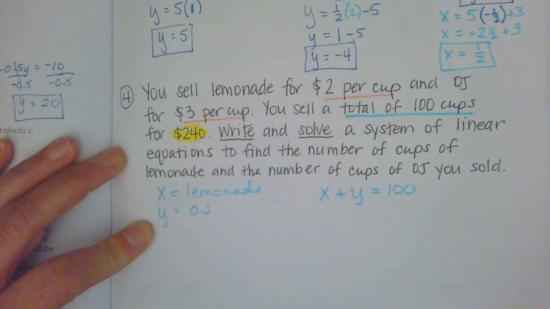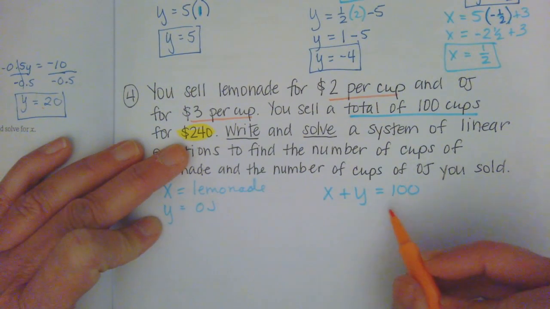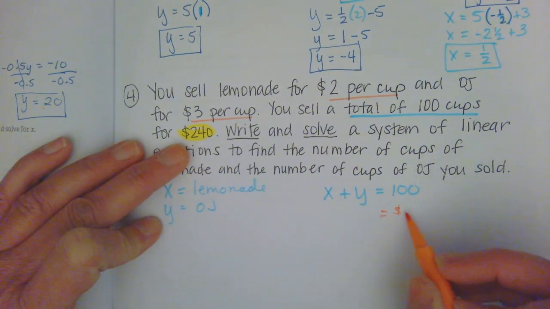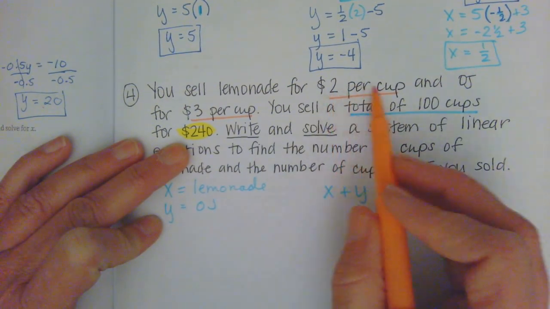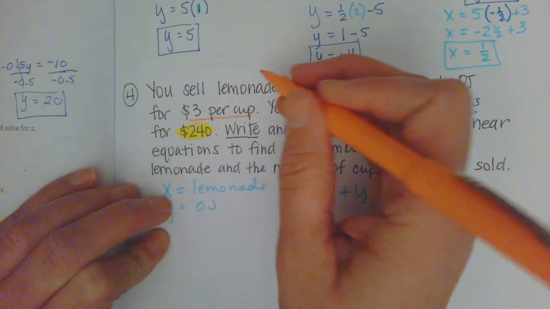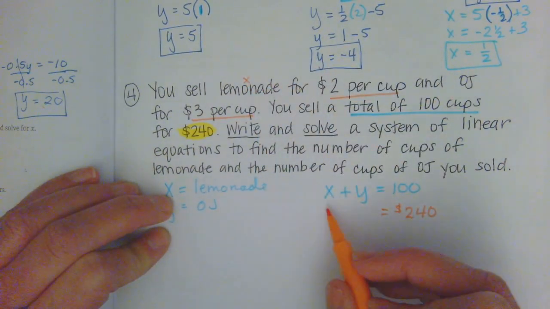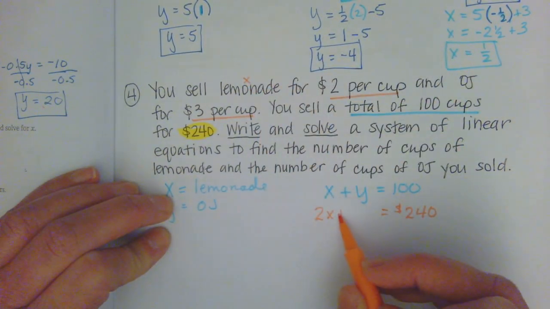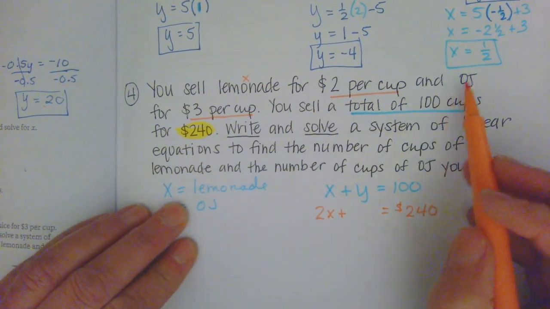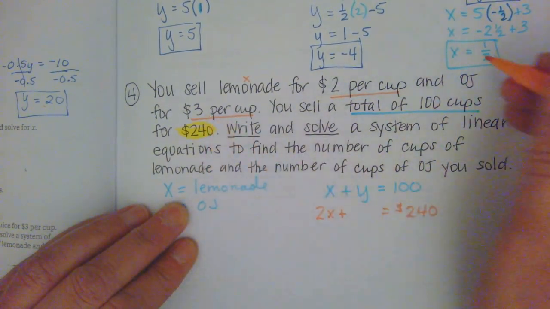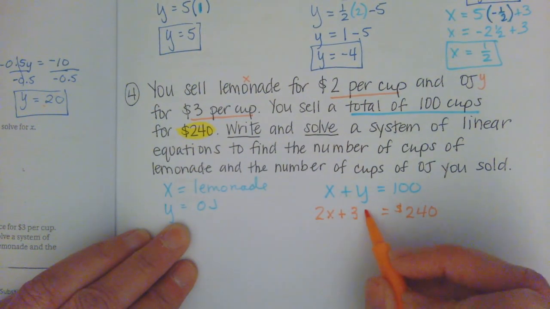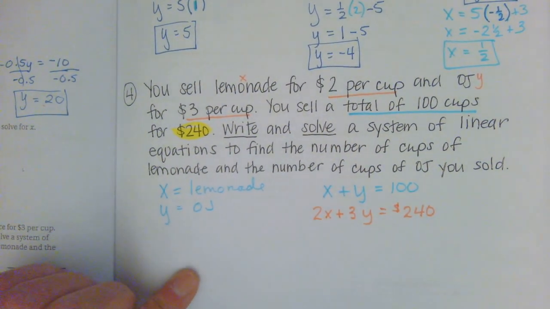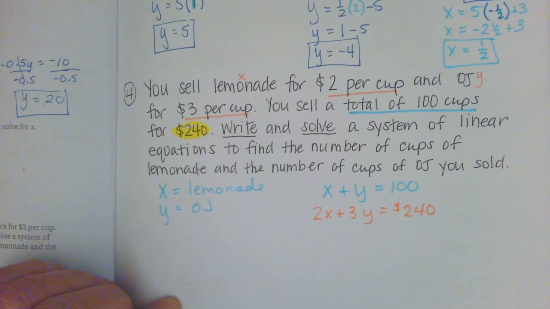So X plus Y equals 100. That's my first equation. Then the other one's going to be my cost. And I know there's a total cost of $240. How do I get that cost? Well, this is my standard form. So it's $2 per cup of lemonade, and lemonade is X. So it's going to be 2X plus, I know my orange juice was $3 and orange juice was Y. So 3 times Y, and that's going to equal 240.